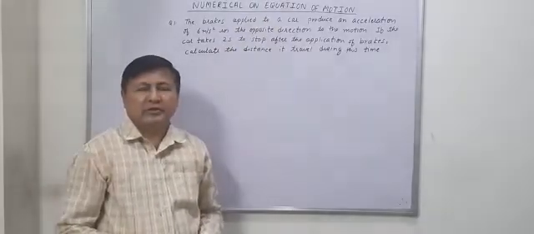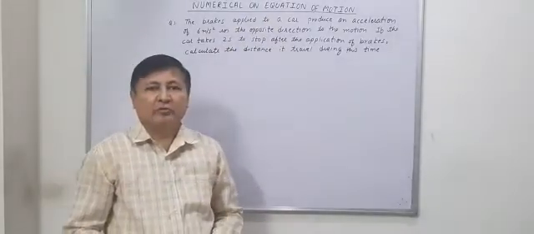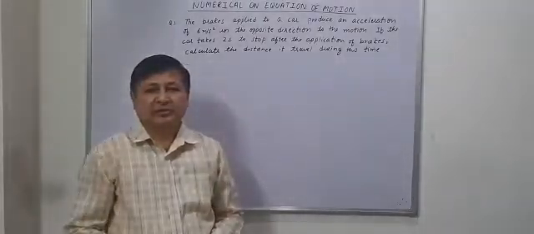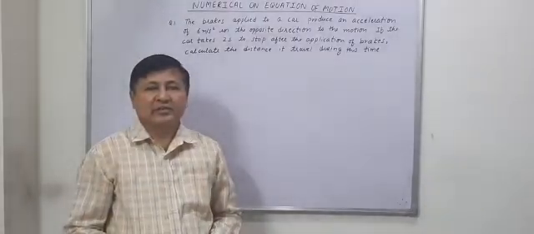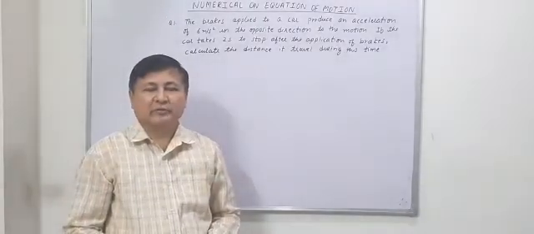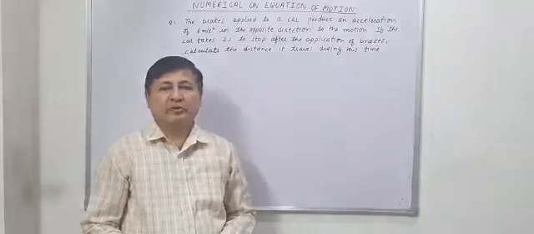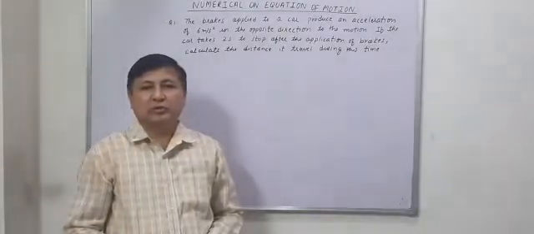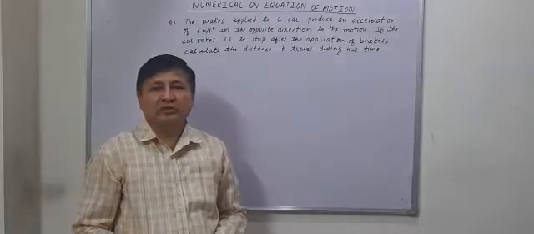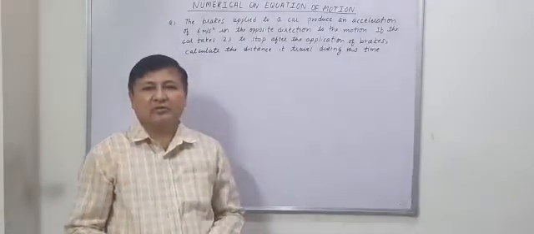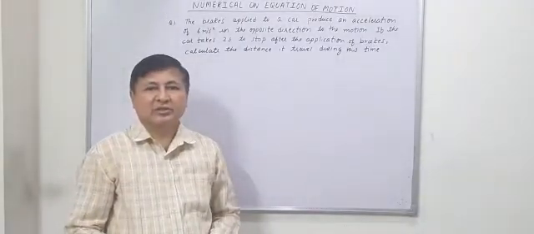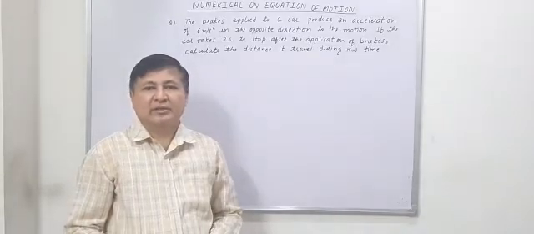We know that there are three equations of motion. First, V equals U plus AT. Second equation of motion, S equals UT plus half AT square. And third equation of motion, V square minus U square equals 2AS. Where U is initial velocity, V is final velocity, A is acceleration, S is distance and T is time.